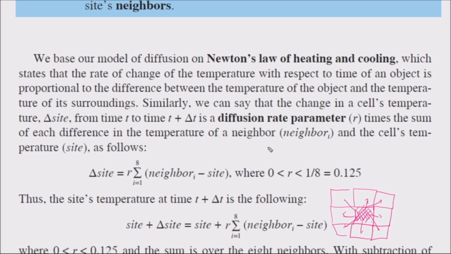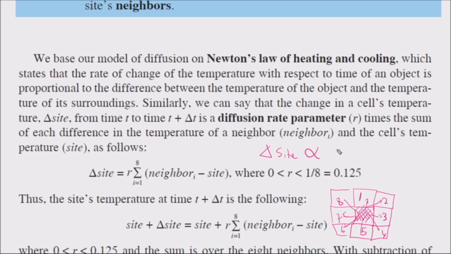So that means a change of temperature is actually proportional to the sum of the differences around you. That's what it says. So that means this is equal to what? If I call this neighbor 1, and this neighbor 2, 3, 4, 5, 6, 7, and 8.